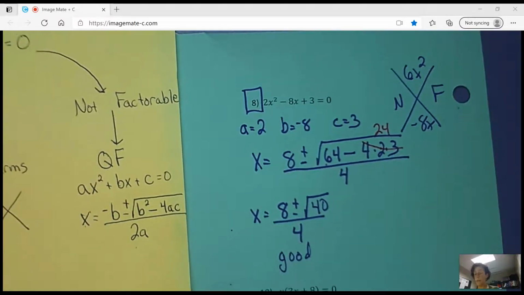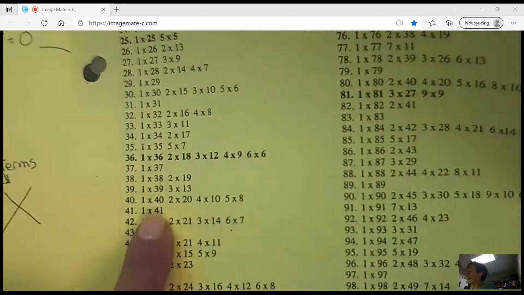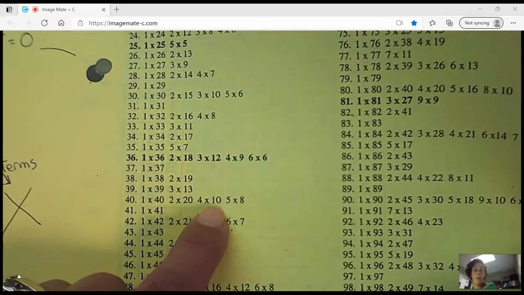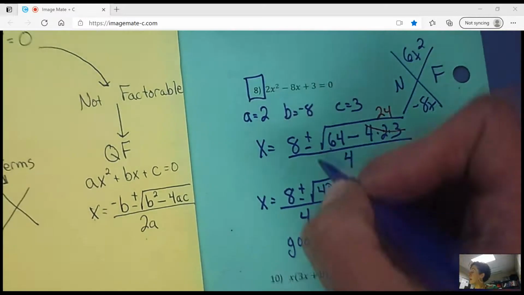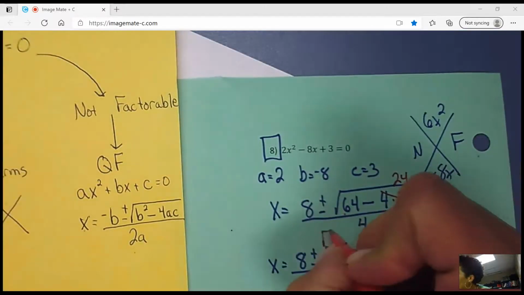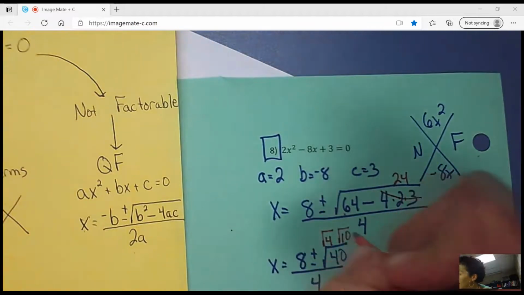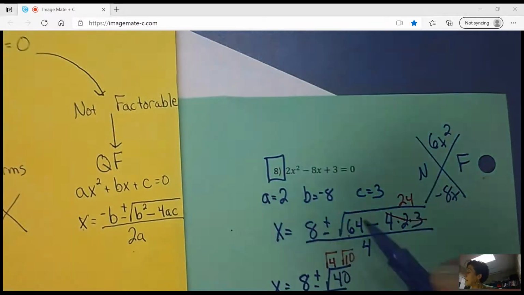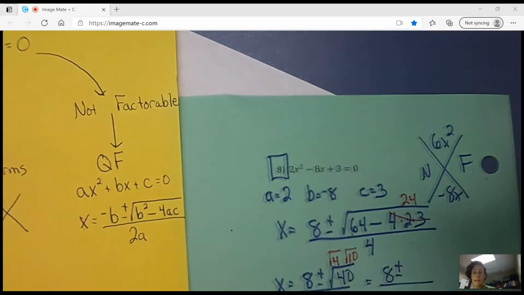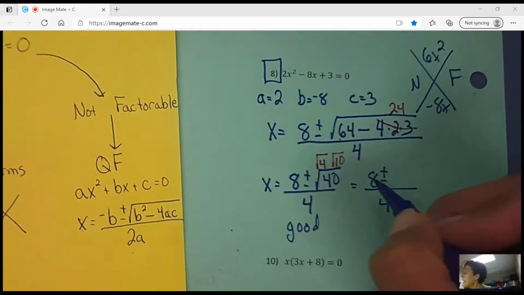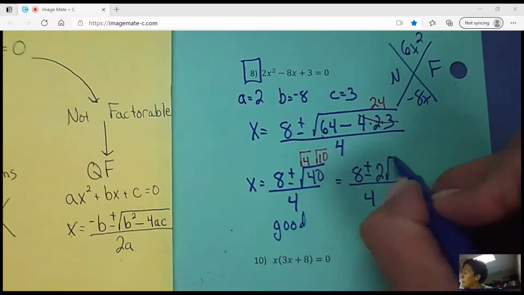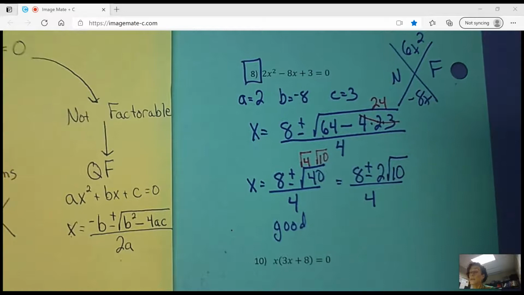So 40 is not perfect, but there are factors of 40 that could be perfect. And as it turns out, 4 with 10 is what we'll use. So I'm going to break the 40 down into a square root of 4 and a square root of 10. And then, just like before, the 8 and plus or minus over 4 will stay the same. Sorry, you can't see that. And then the square root of 4 becomes a 2, and the 10 will be stuck inside that square root. So this is better.